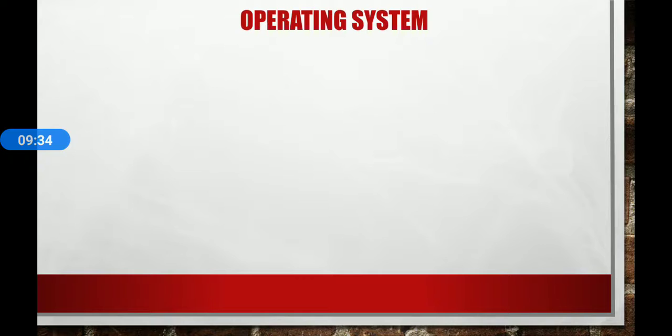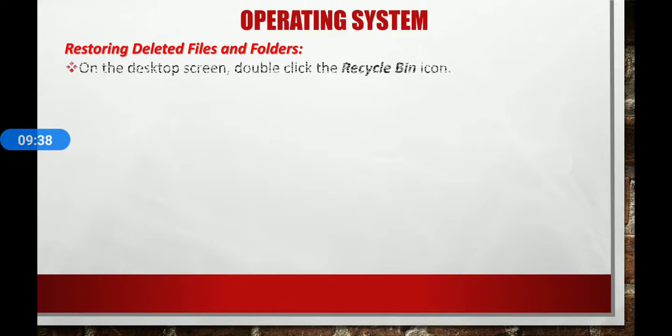From recycle bin, we can restore our deleted files or folders. So let's see how to restore. To restore a deleted item, on the desktop screen, click on recycle bin icon. Select, the recycle bin window will open. Here, locate the file you want to restore.